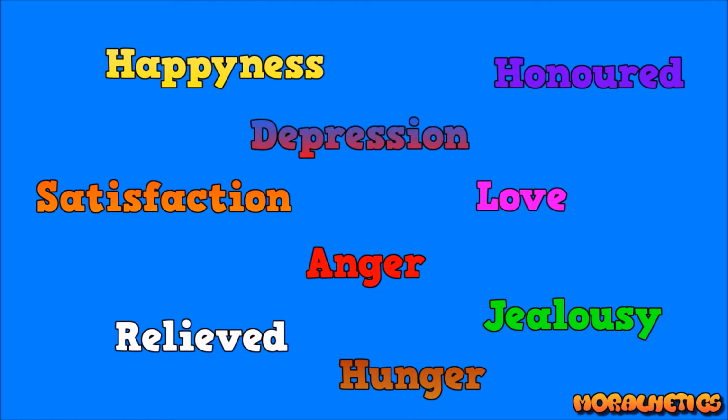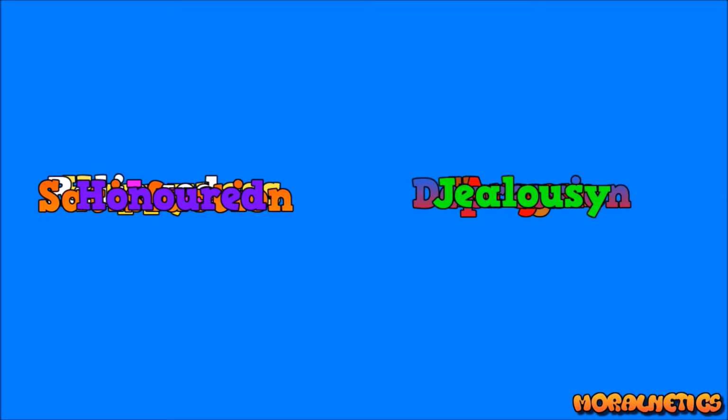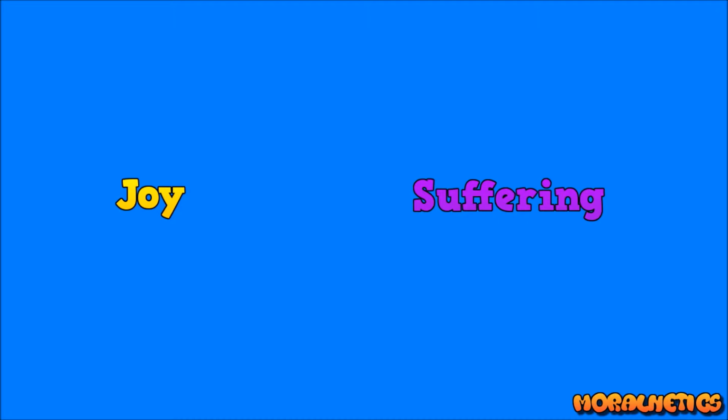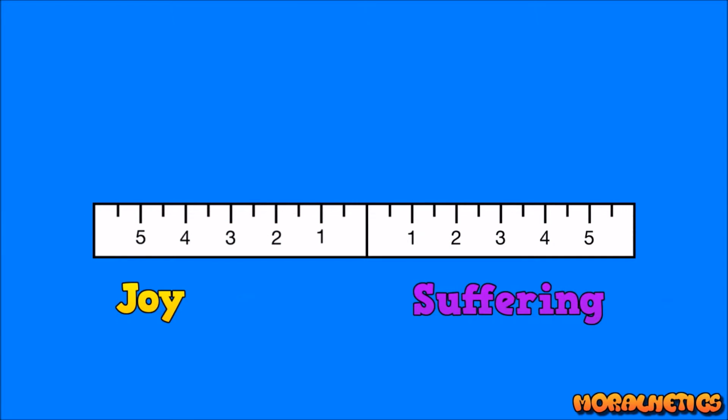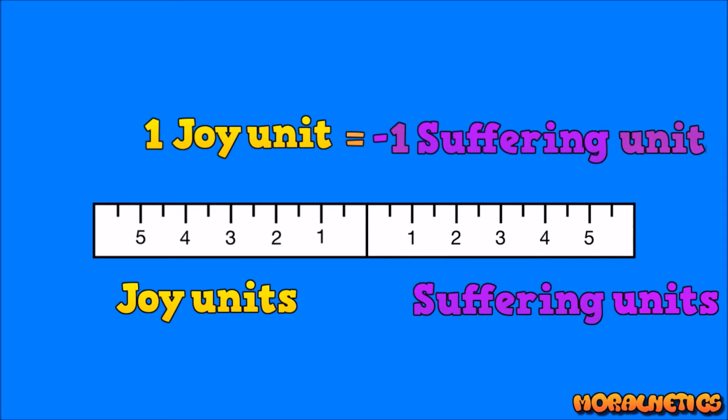Moralnetics simplifies all emotions and experiences into two fundamental components: the amount of joy and suffering experienced. The amount of joy and suffering experienced are then quantified into units called joy and suffering units, where one joy unit is equivalent to -1 suffering unit, and vice versa. To help us understand moralnetics, we will start with a simple example and expand from there.